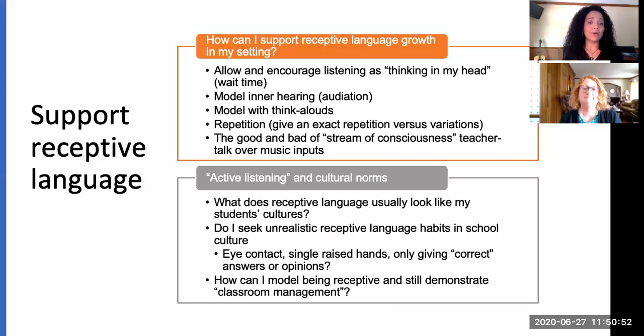And then also, how can I model being receptive and still demonstrate classroom management? So again, how can I be open to my students' expressions, but then also having some level of order in the classroom to my level of comfort, and to also allow for a positive learning environment.